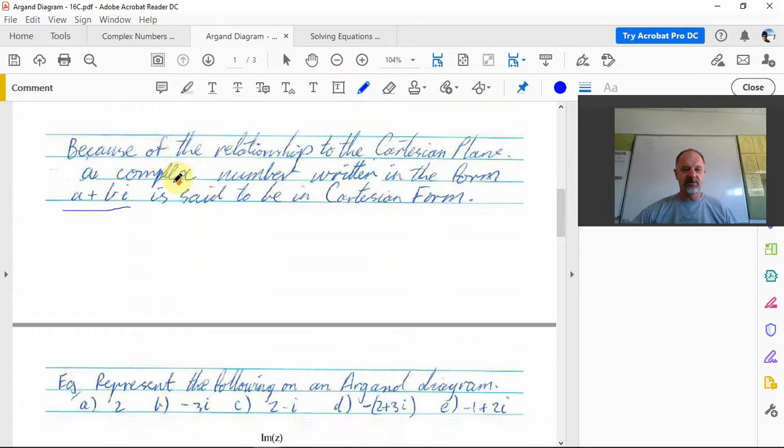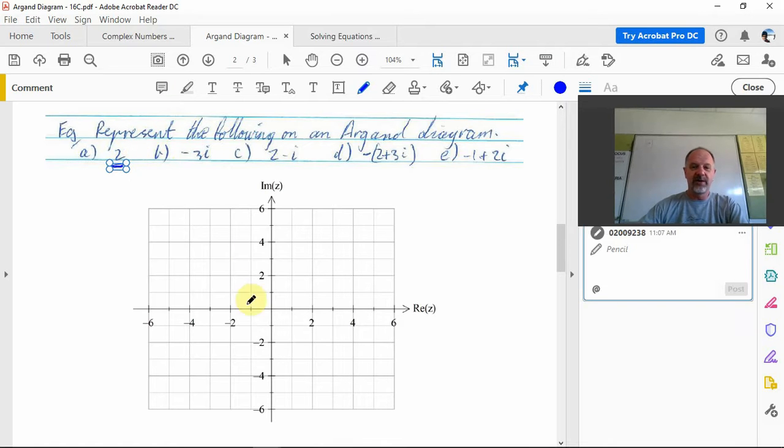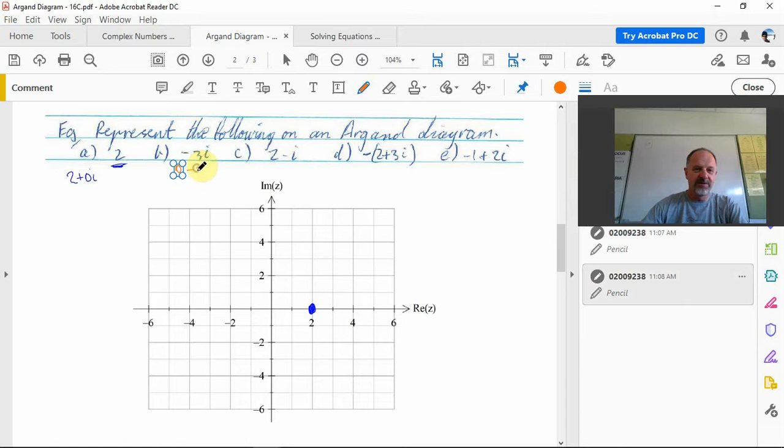Okay, so let's have a look. Represent the following on an Argand diagram. The first one, for a, is just the real number 2. So it's 2 plus 0i, and that's the point right there. Then the next point we're asked to put on is negative 3i, so that's 0 minus 3i, which is down there.